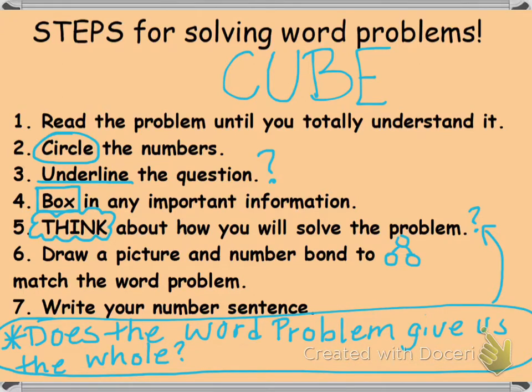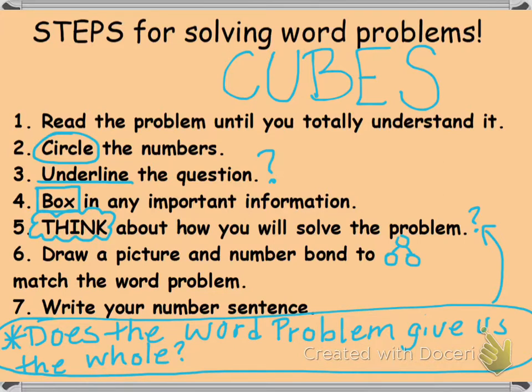Then you ask yourself, if it does give us the whole, well, then what is the other part that it gives us, and what is missing? If it doesn't give us the whole, what are the two parts that it gives us? Okay, what do we have to figure out? Okay, what is the mystery? Then the next part, which the last steps are both to solve.